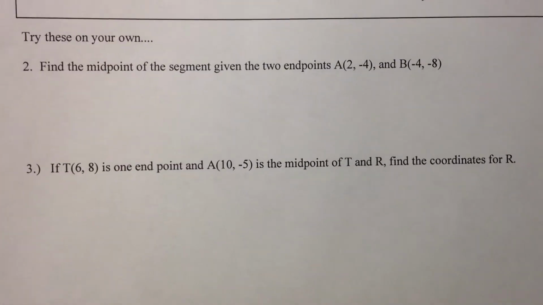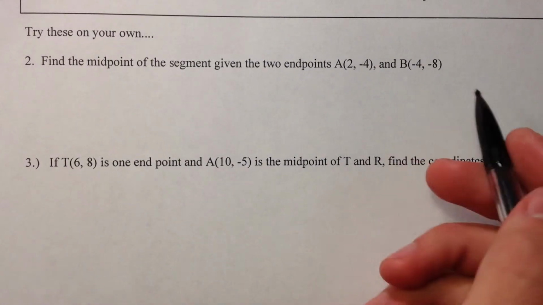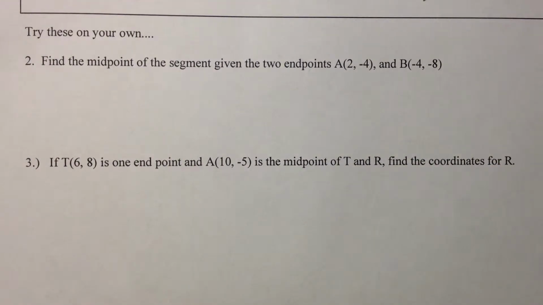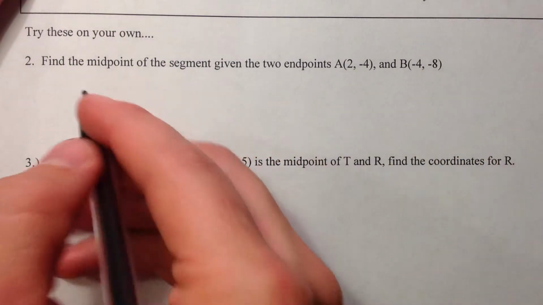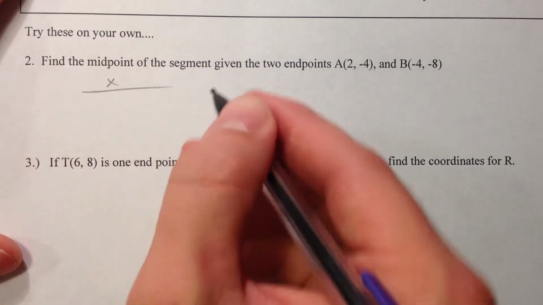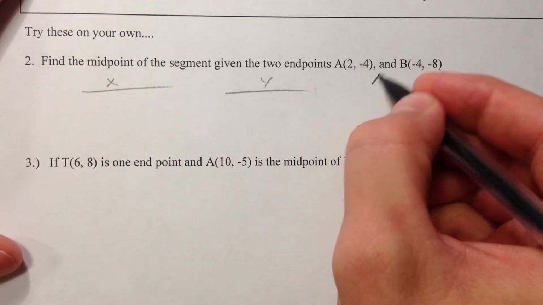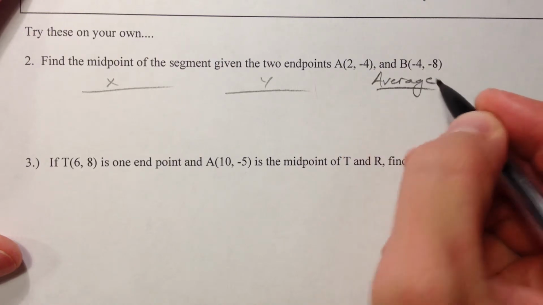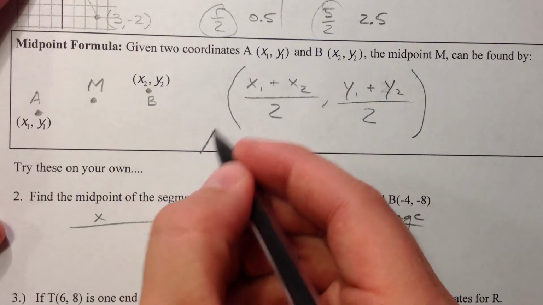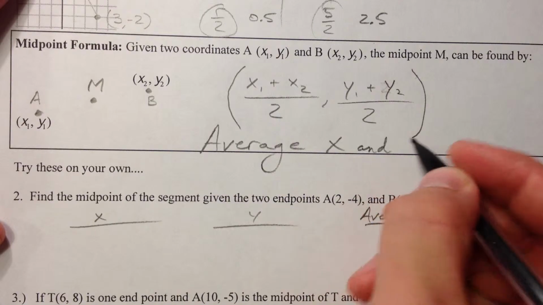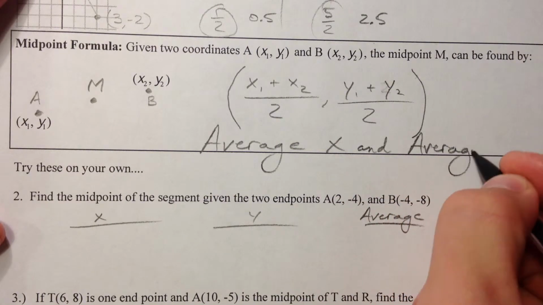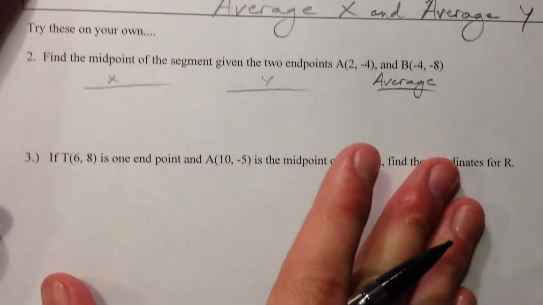Find the midpoint of the segment given the two endpoints, 2, negative 4, and negative 4, negative 8. Why don't you guys try this one? Seriously, pause the video, I showed you an example already. You guys try this one and see how you can do it. Pause it. So I'm going to deal with the x's, I'm going to deal with the y's, I'm going to average them. Don't try to memorize this formula. Remember that it is just the average x and average y. So it's the average formula.